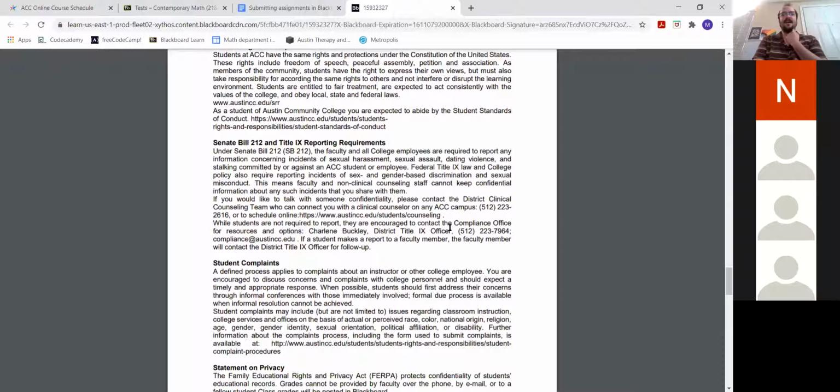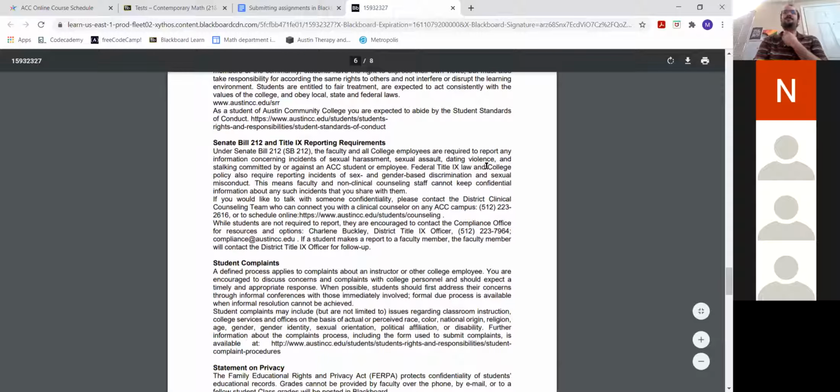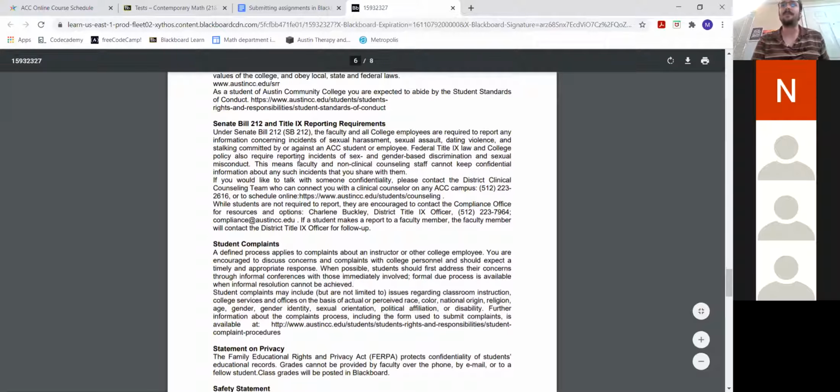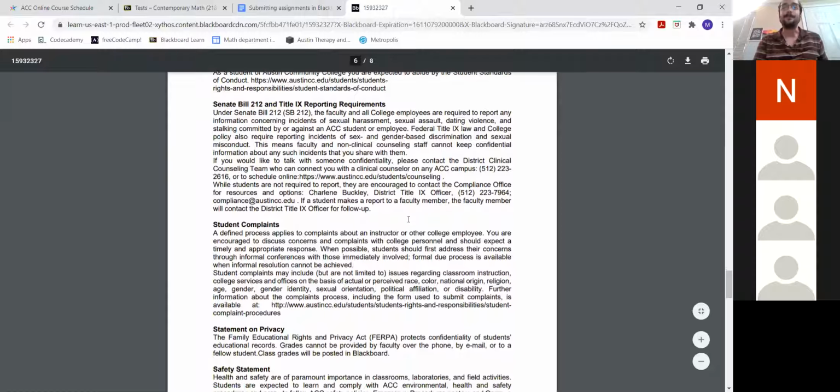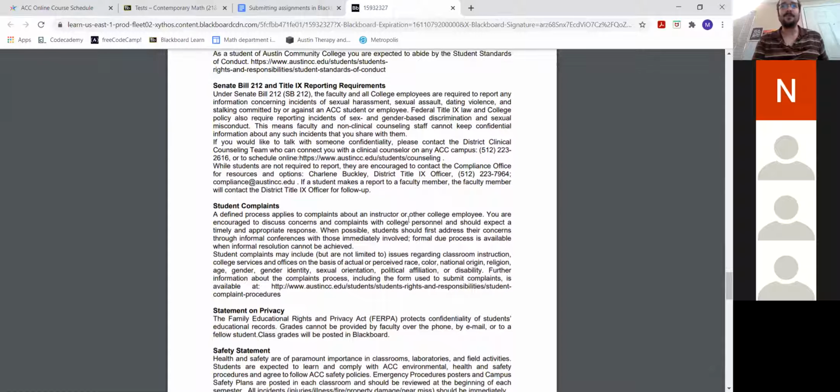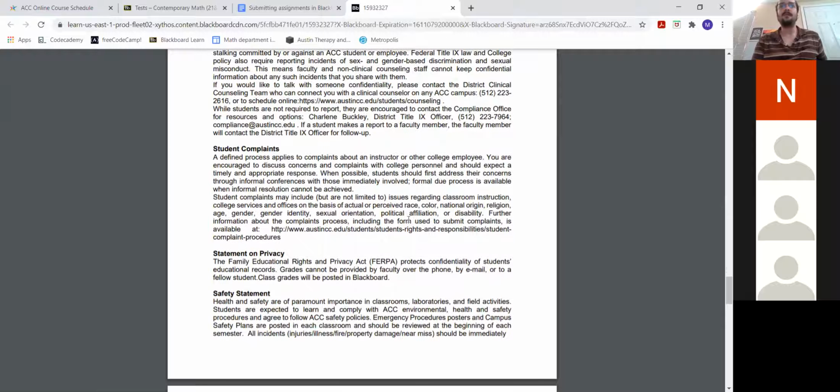Senate Bill 212 and Title IX reporting requirements. You're not allowed to discriminate against anybody for any sort of sexual reason, sexual harassment, sexual assault. So Title IX is the thing that deals with that. Dating violence. Do they even put it on here? You're not allowed to discriminate against people for sexual preference or anything of that nature, right? Is where this is coming in. Gender-based and sexual preference and all those things, that is what is covered under your Title IX. So if you feel that someone is discriminating against you, you can absolutely report that, and you should report that.